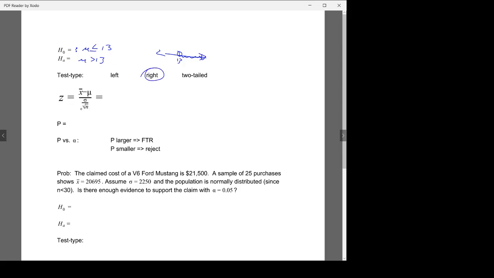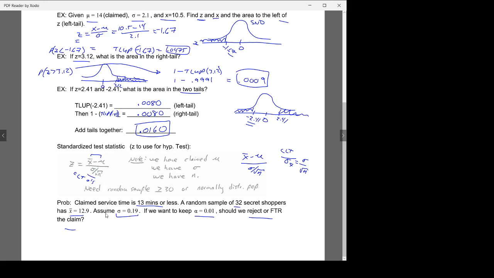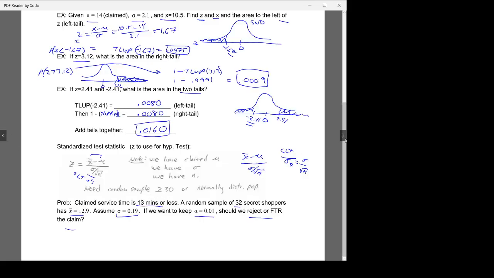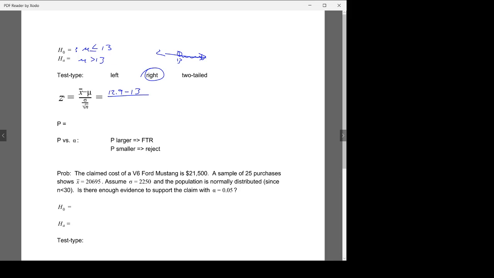Now we can calculate the z, so we need x bar minus mu. From our sample, x bar was 12.9, and mu is 13. Over the sigma, I forgot what that was already. Sigma was 0.19, and we had 32 shoppers, so square root of 32 in there. So it's minus 0.1 over 0.19 over the square root of 32.